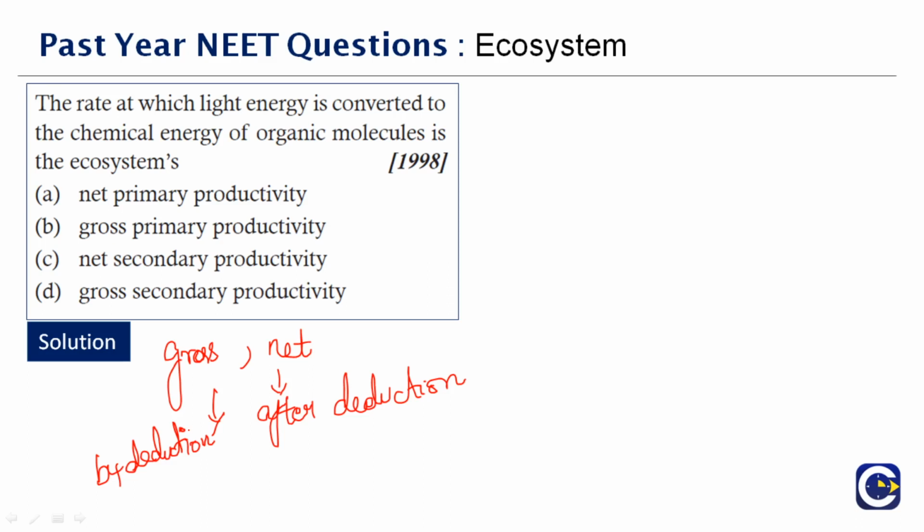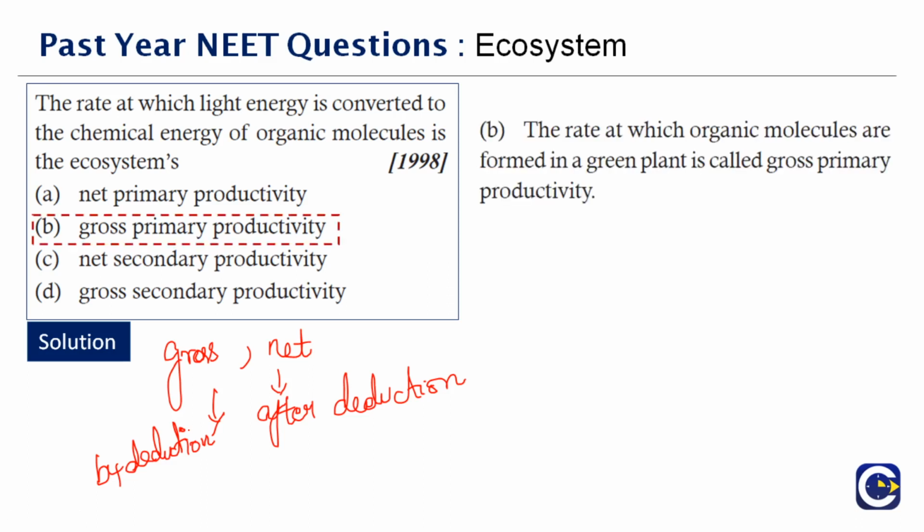Here they are not asking us any deducted form. The rate at which the light energy is converted to chemical energy of organic molecules in the ecosystem. There is no deduction here, so it should be gross. The only question is primary or secondary. Here it will be primary because it is just the completion of the process, and that's the primary energy that they have. Therefore the answer will be option B, gross primary productivity.